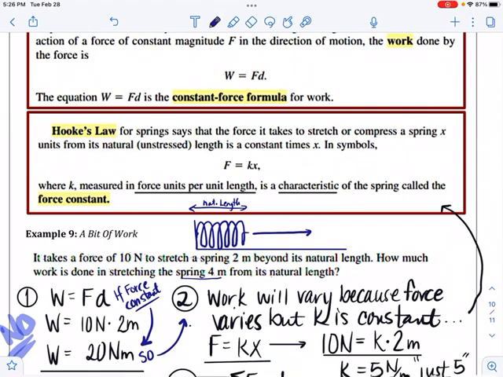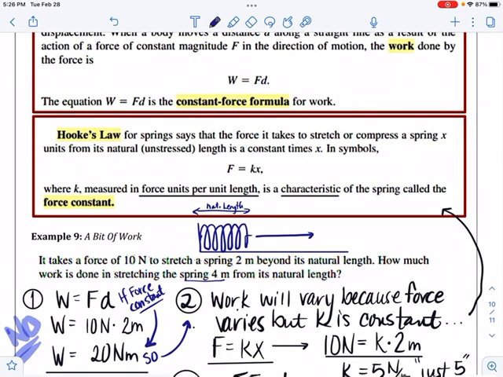So what we want to know is how much work is going to be done in stretching the spring 4 meters from its natural length. If you picture that this is its natural length, we would start here at 0 for the natural length, and we would go 4 meters this way. So we'd start at 0 as the spring is at rest, and we want to pull it 4 meters.